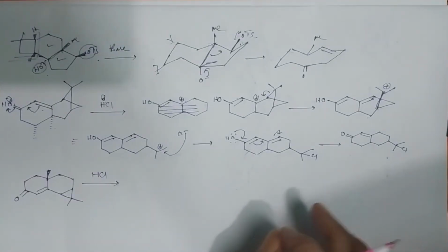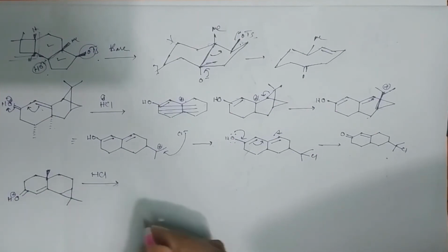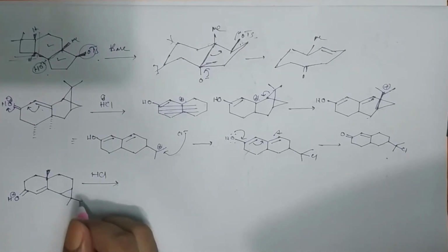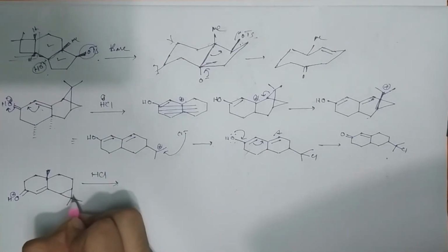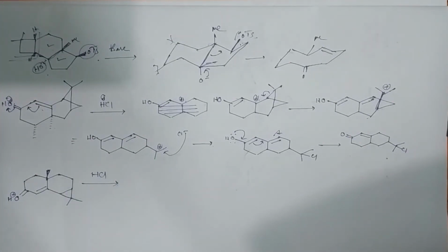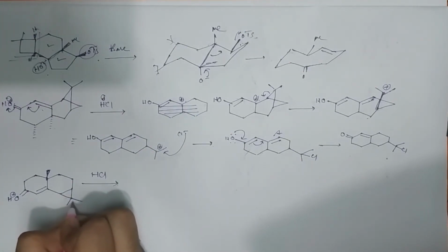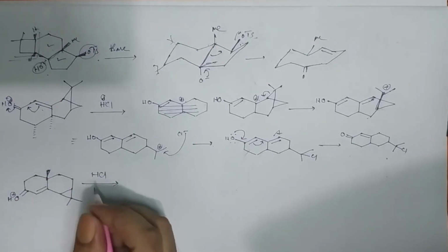A second similar type of problem has been set. Here also at first protonation takes place. This acts as an electron sink. What we can see is that here there is no electron donating group, but we also have to remember that a strained ring can also act as an electron donating group, because that will be a sigma donor. How? It will migrate its sigma bond. So if this sigma bond migrates, there will be formation of a tertiary carbocation, which will be very stable.